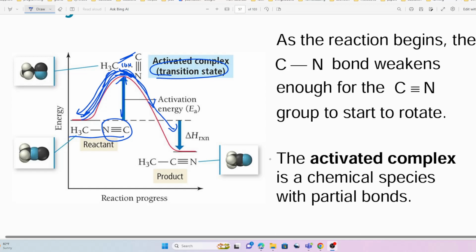If the energy going from starting materials to products is lower, so if the product energy is lower than the starting material energy, then our delta H will be negative, and that indicates that the reaction was exothermic and usually favorable. If the product energy is higher, then the delta H will be positive, indicating the reaction is endothermic and usually unfavorable, but not always.